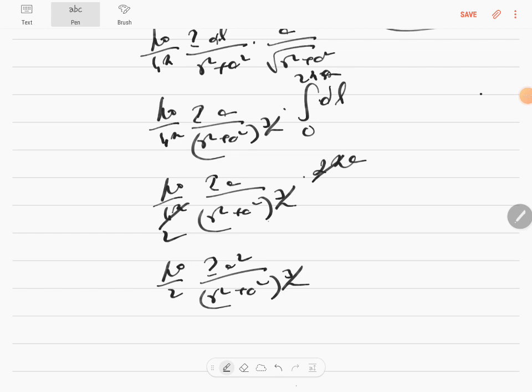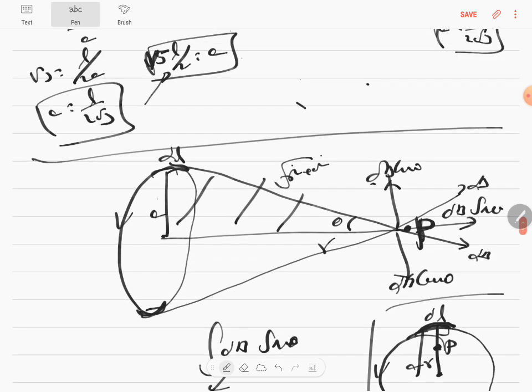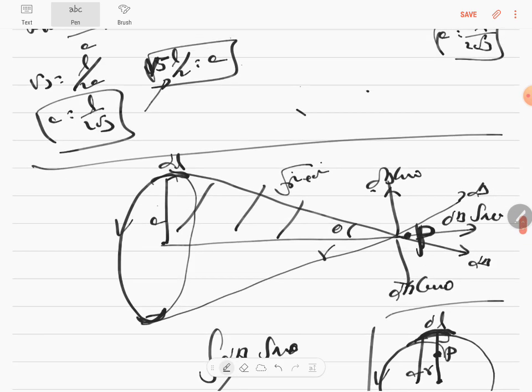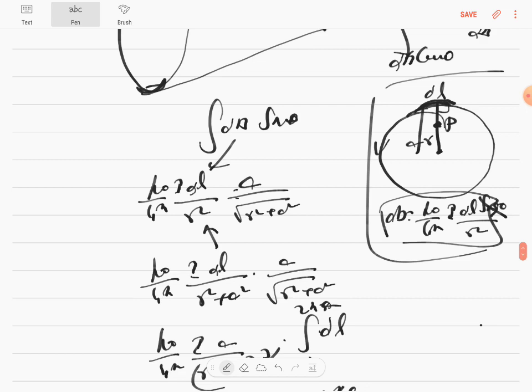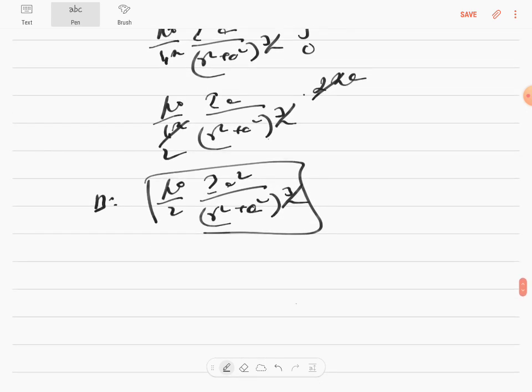So mu naught by 2 into I a square by r square plus a square whole to the power 3 by 2 is the formula to find the magnetic field at any point due to circular coil. Very important derivation. Please rewind it, play it again and again. Make sure you're clear with this, okay? So this is about it.